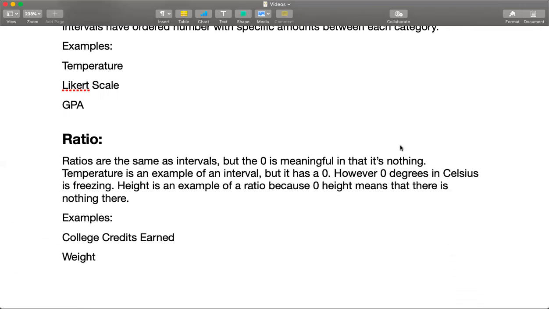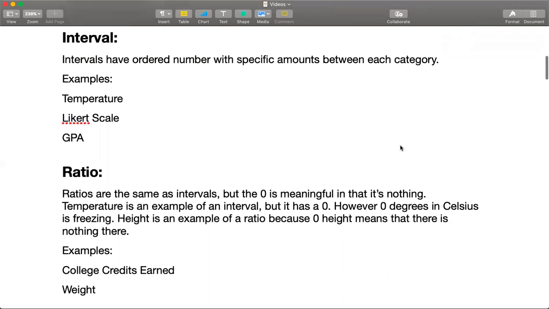Now, the last scale of measurement we'll take a look at is ratio. Now, ratio is very, very similar to intervals in that they are both ordered, they have numbers, and there's a specific distance between each category. The big difference between intervals and ratio is that 0. In an interval, 0 might have meaning. So if I take a look at 0 degrees Celsius, that's freezing point. That actually has meaning. So even though it's 0, it's still doing something. There's still something tangible there. It's freezing.